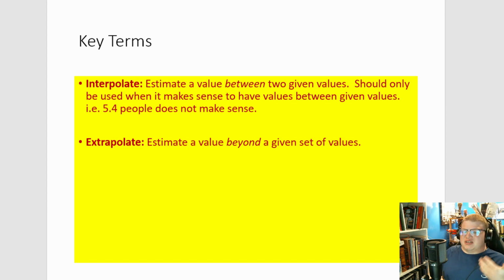Extrapolate is predicting the future. It's going beyond what you know. So this would be like if we left Regina and we have a measurement for what time you arrived in Lumsden, what time you arrived in Chamberlain, what time you arrived in Davidson. What time do you think, or can you estimate the time you're going to arrive in Saskatoon? So that's interpolation and extrapolation. It's just two forms of estimation that we'll be using.